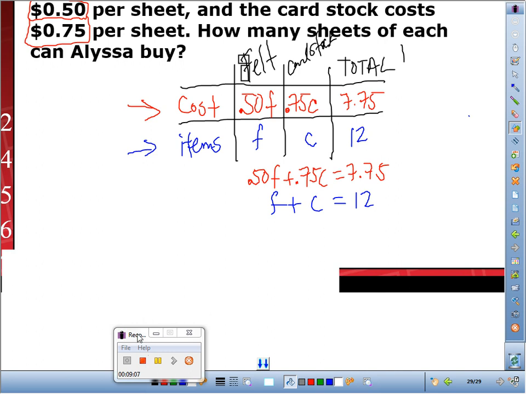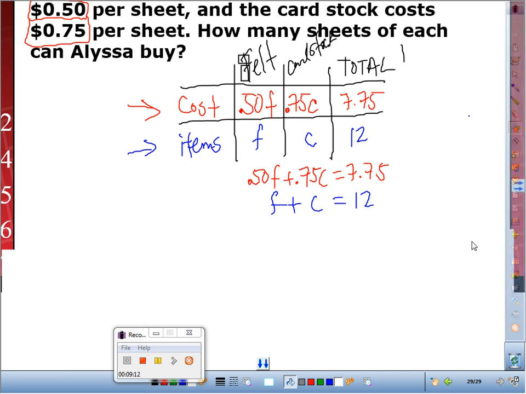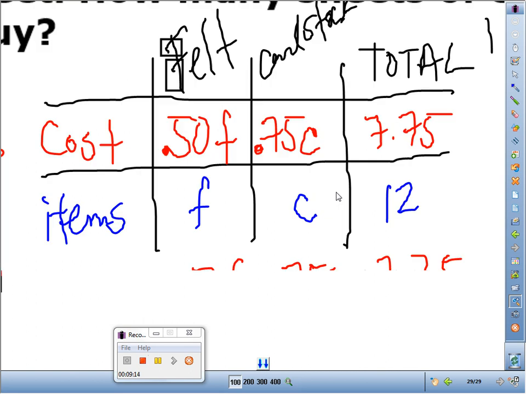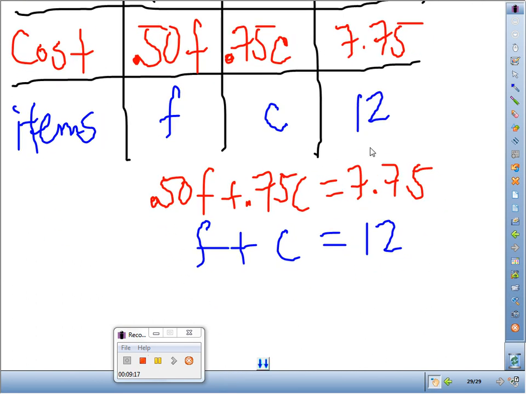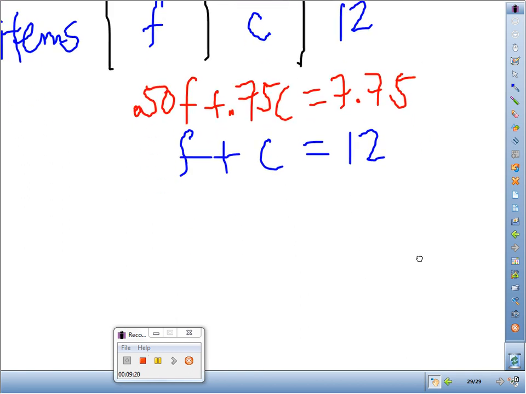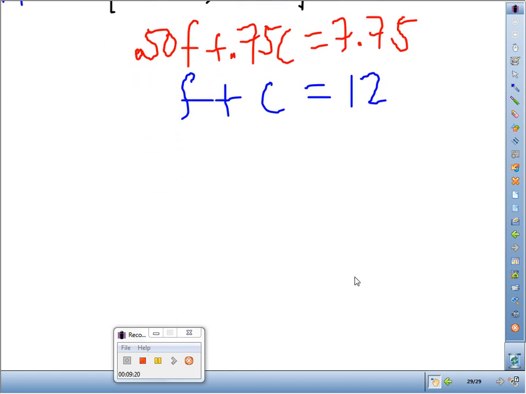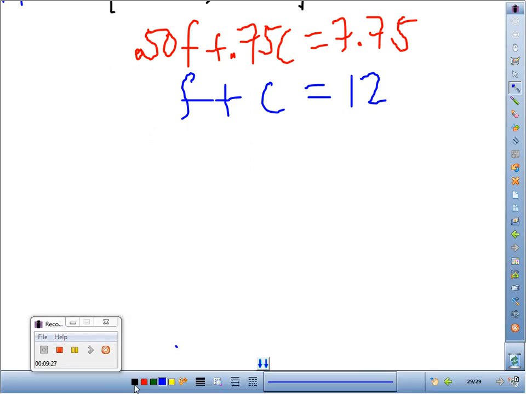So, I'm going to zoom in. Here it goes. So do you see where we got the equations from? All right, so now we end up here. What does that look like? A system. Can we solve that system? Yes. Which variable would you like to eliminate?